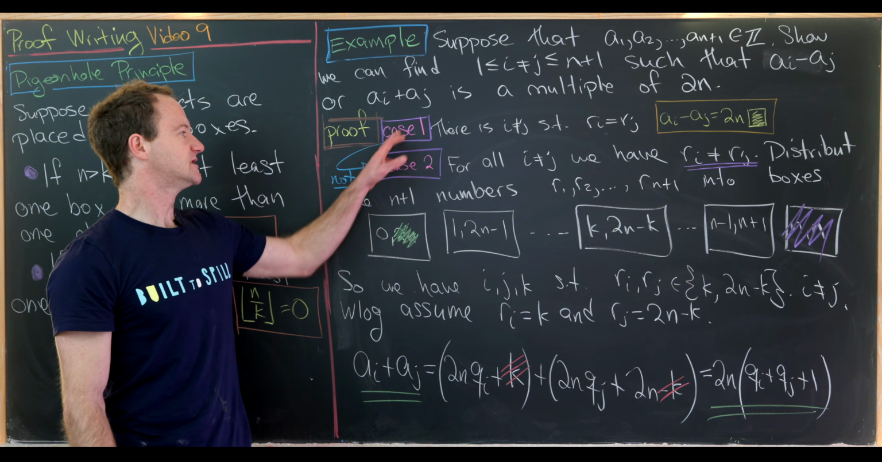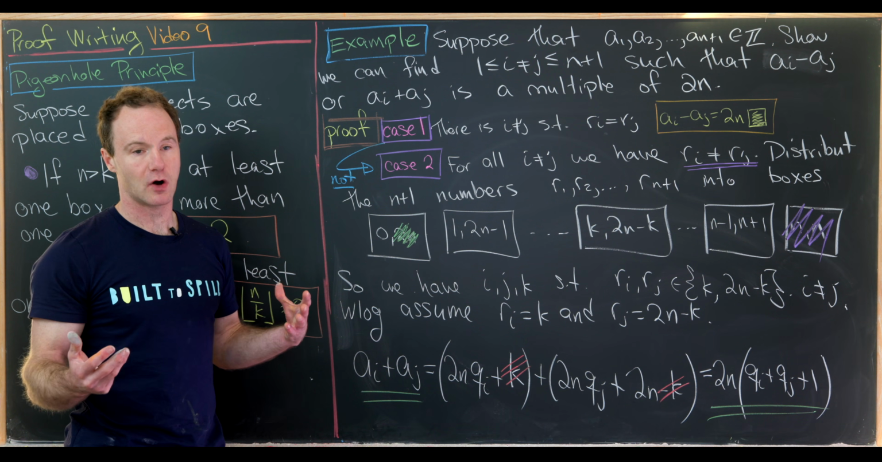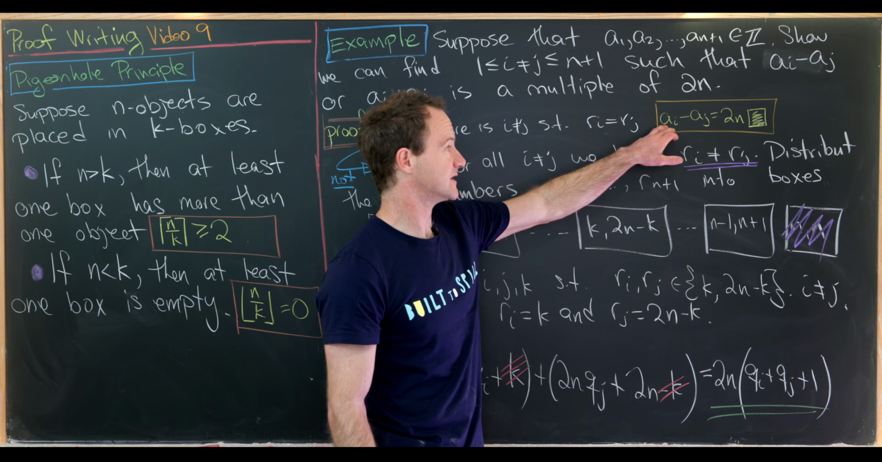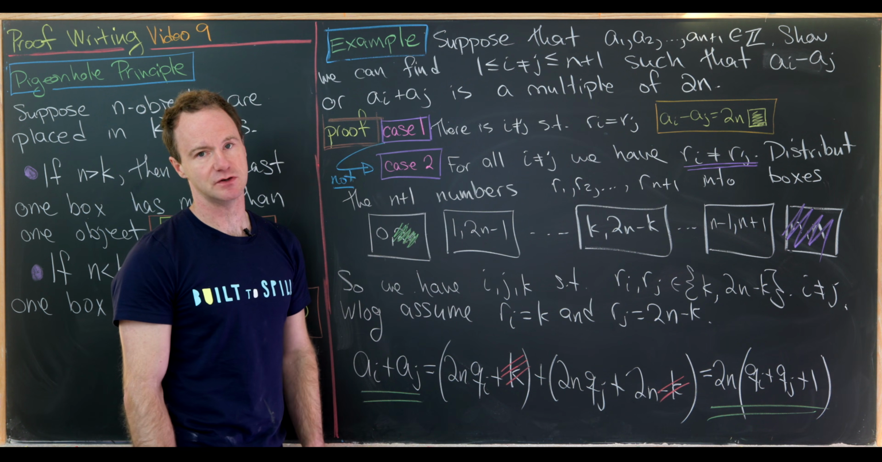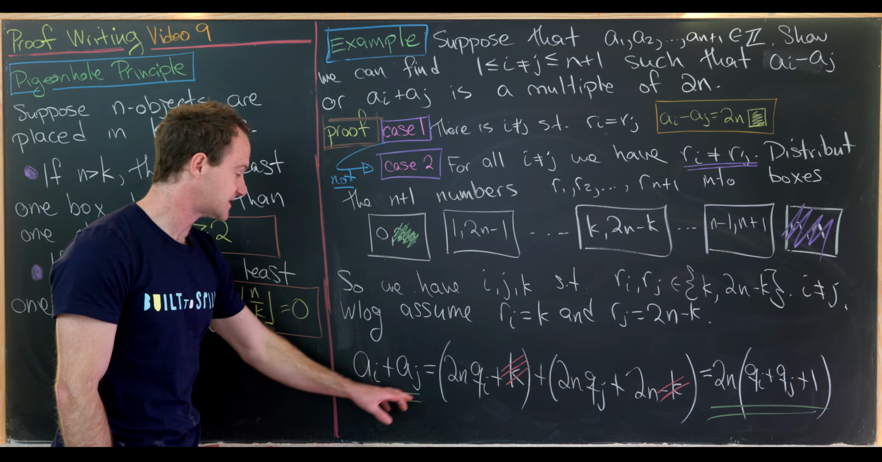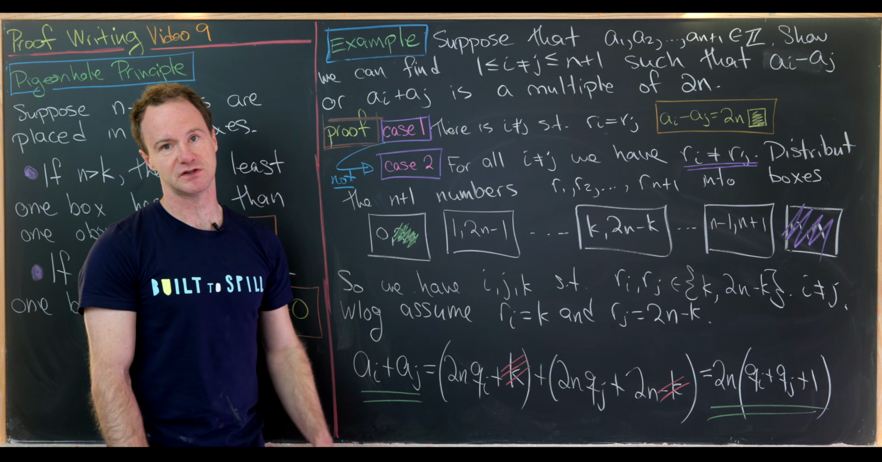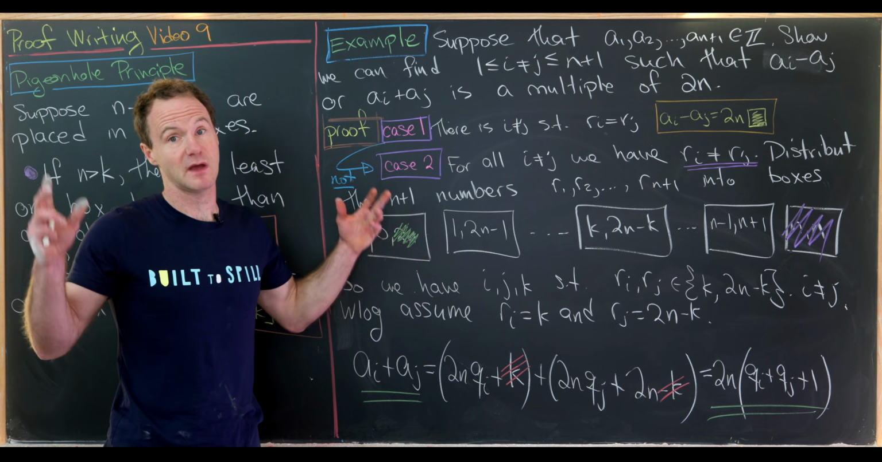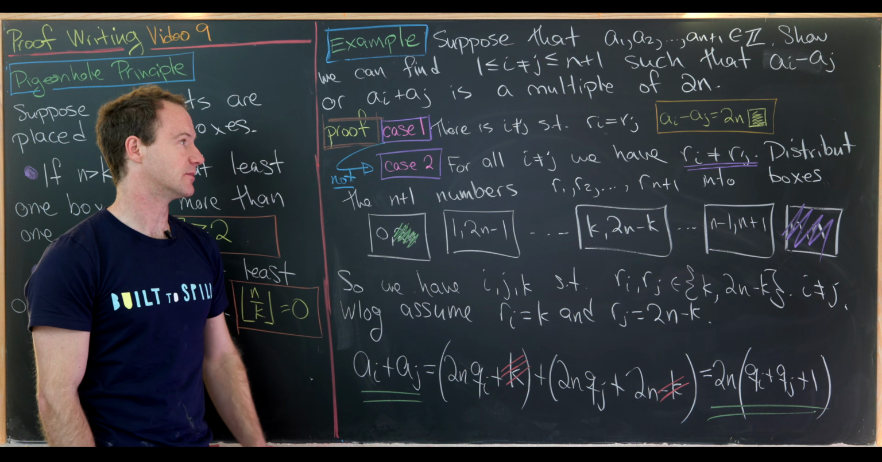So let's see, these two cases are disjoint and they make up all possibilities. In the first case, we saw that the difference of these two numbers was a multiple of 2n. In the second case, we saw that the sum of two of the numbers was a multiple of 2n. So that proves this claim up here, which was our, maybe like I said, very classic example.